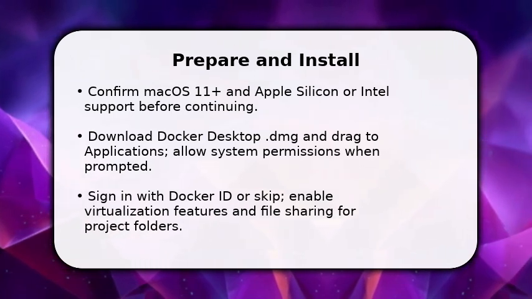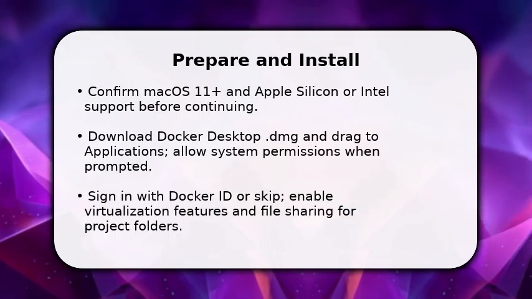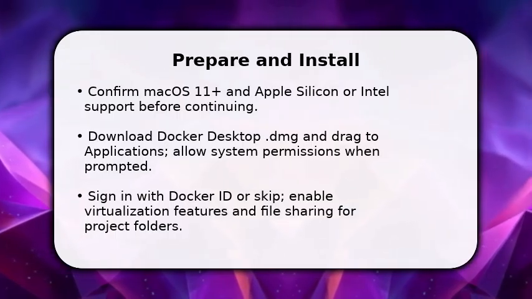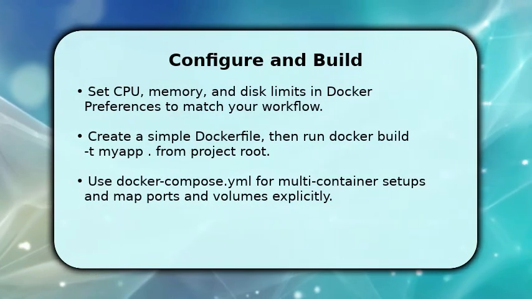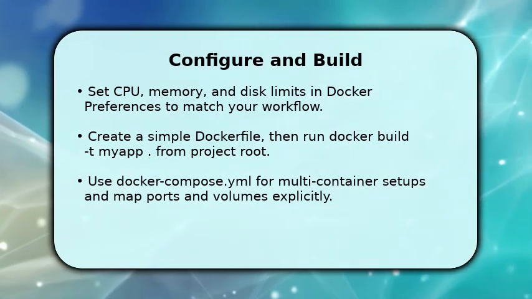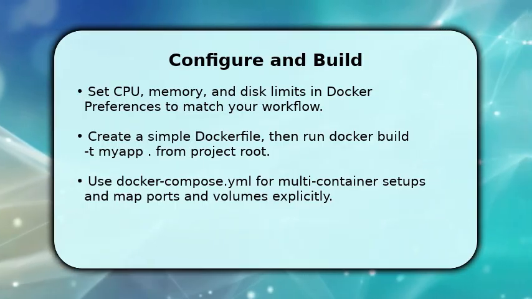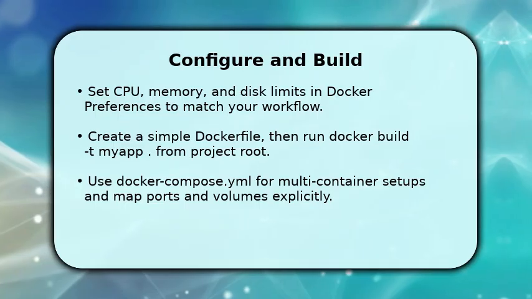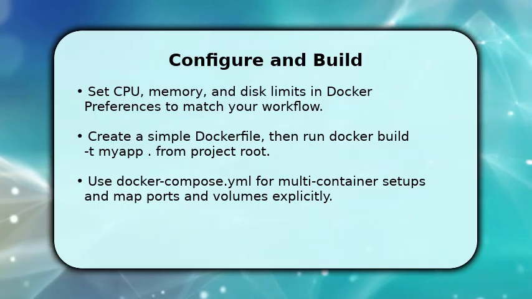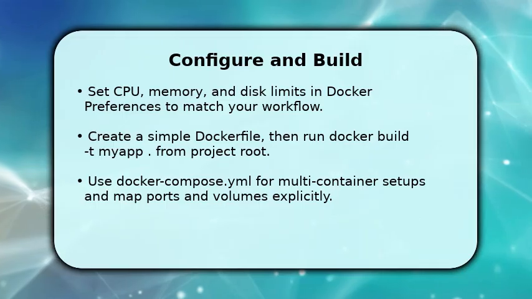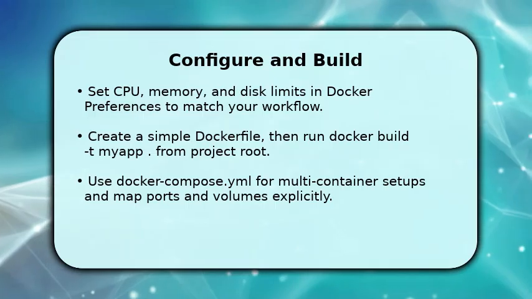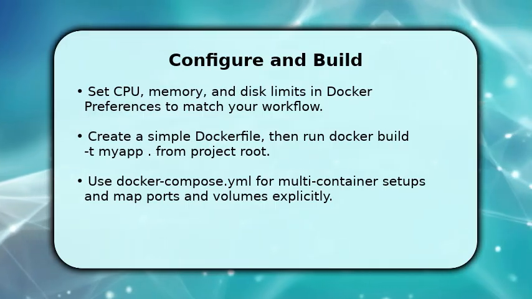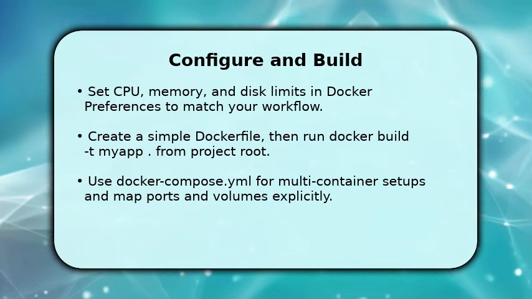You now configure Docker Desktop and build your image. Open Preferences and set CPUs, memory, and disk to values that match your project so builds are reliable. Once configured, create a Dockerfile in your project root and run docker build -t myapp to produce an image. This compiles your app in a reproducible layer cache. If you have multiple services, write a docker-compose.yml, declare ports and volumes, and use docker compose up to orchestrate everything consistently.